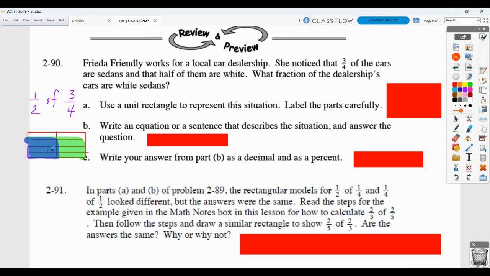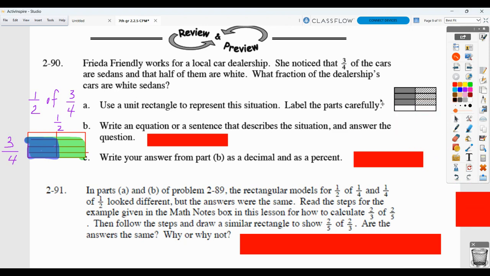Now they do want you to label it. So remember, this was my 3/4, and this was my half of that. So your final answer is looking something like this. You can see I did mine slightly differently than theirs because they shaded their 3/4 at the top, but you get the same information, same answer. So half of the 3/4 is 3 out of the 8.